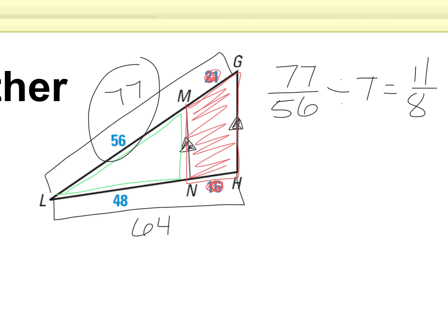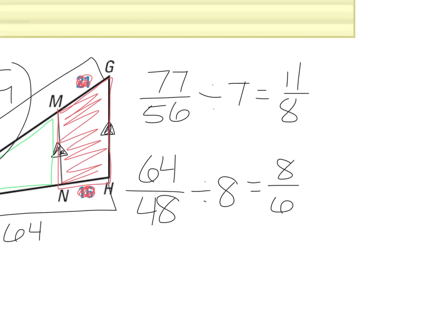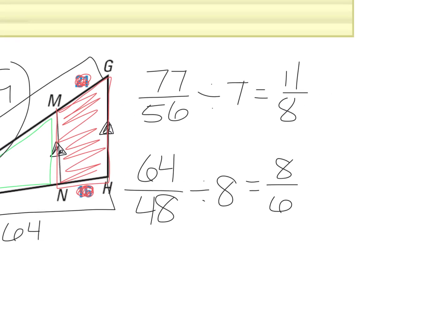Now we need to check the other one. What's our other ratio? 64 over 48. What can I divide those by? 8, to get 8 over 6. Can that go farther? Yeah, divide by 2, we get 4 over 3.